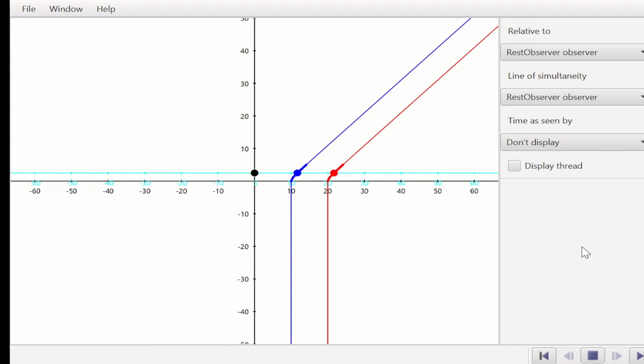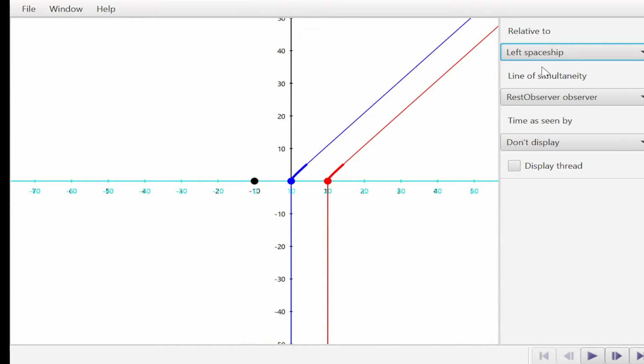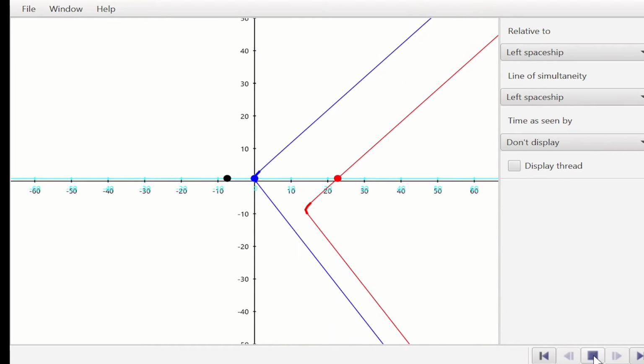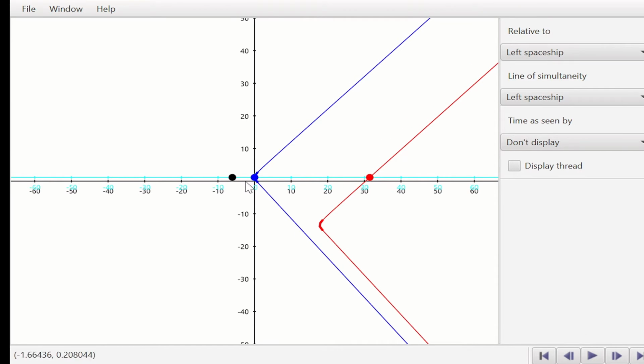So let's look at the situation. Let me stop the animations, go back, and let's look at this relative to the left spaceship. We'll have the left spaceship's line of simultaneity, what it thinks of as happening at the same time. And we'll start it off. Okay, so what we see is, from the blue ship's point of view, the red ship is indeed getting further away. So that would say, oh yeah, okay, I can see that it's happening, the thread would break.